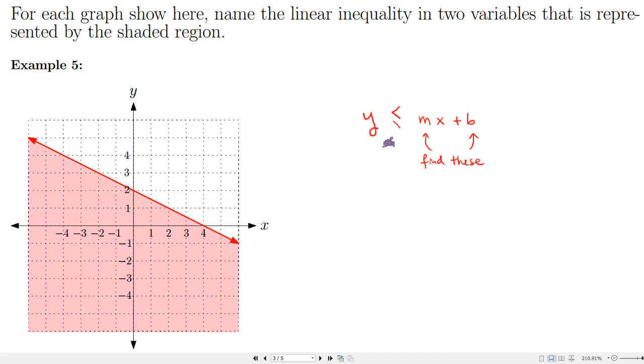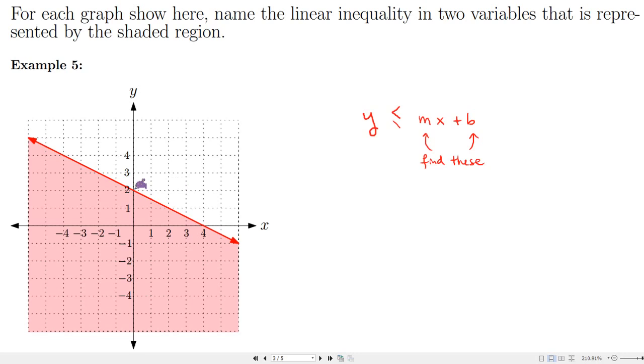So again, we're always going to start with y as one of the 4 inequalities that we can have. Since the shaded region is below, we know that it's less than. And since the line is solid, we're going to allow equality there. So we'll have y is less than or equal to. That's how we nail down which of the 4 possible inequalities it is. And then it's going to be a linear inequality, so we're going to have mx plus b.